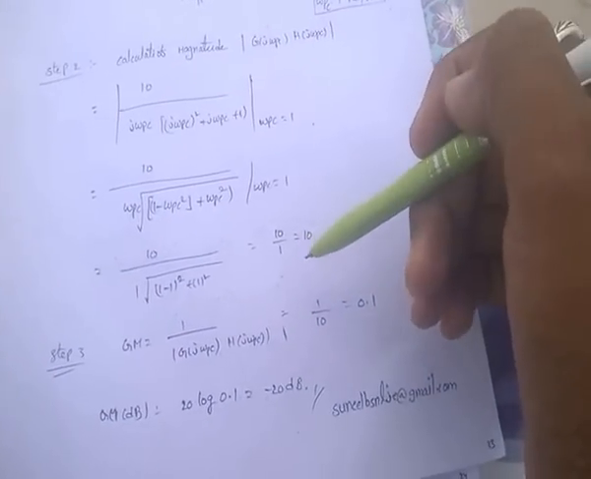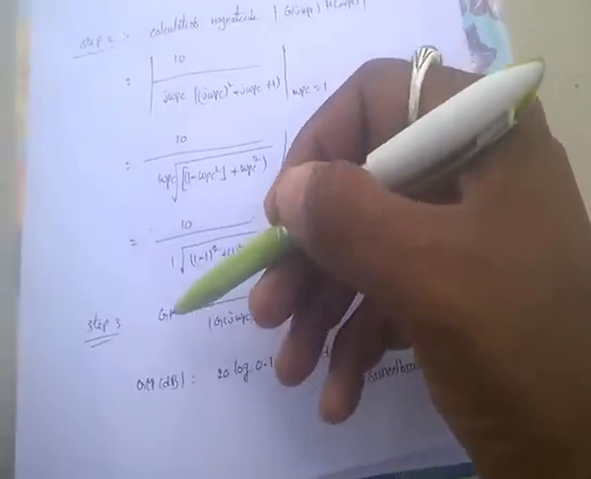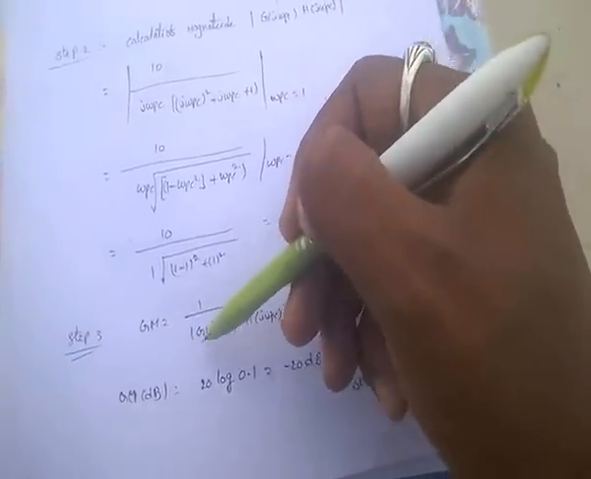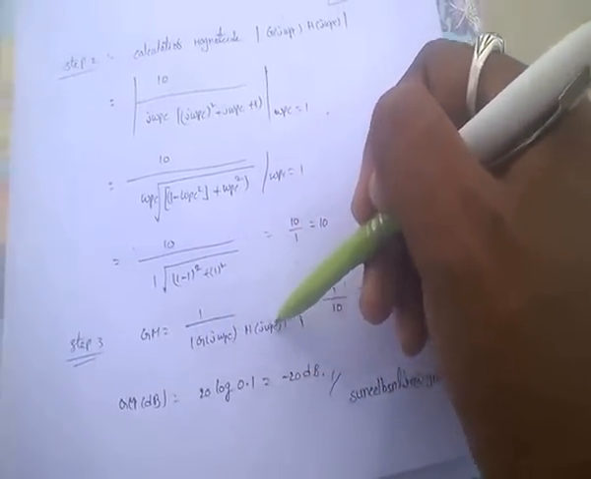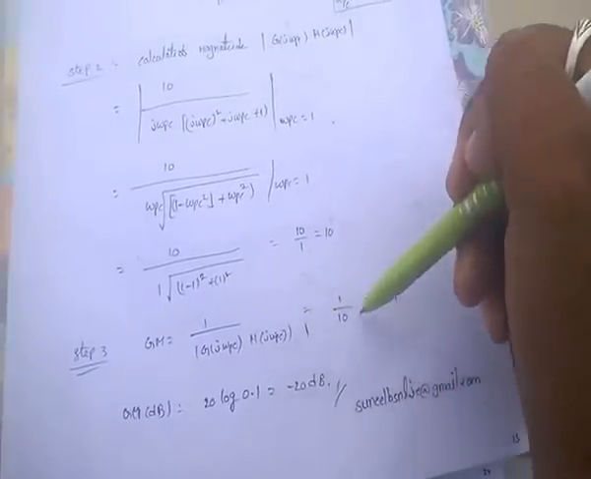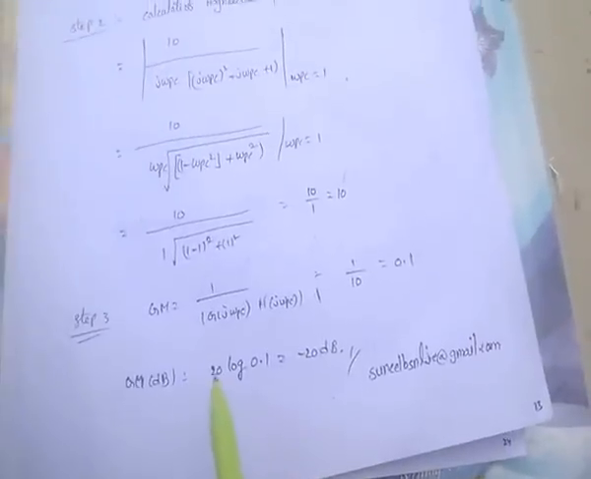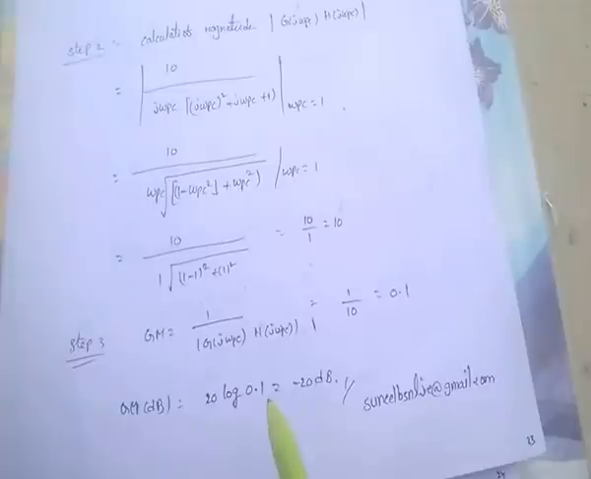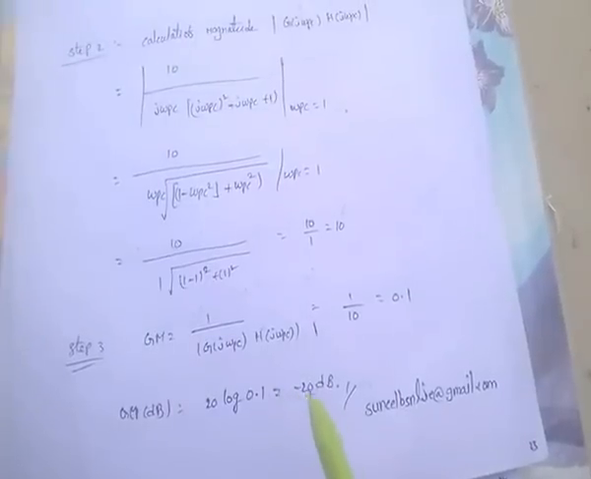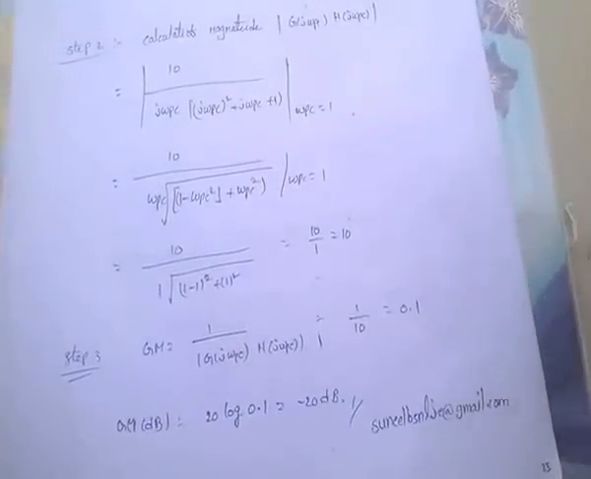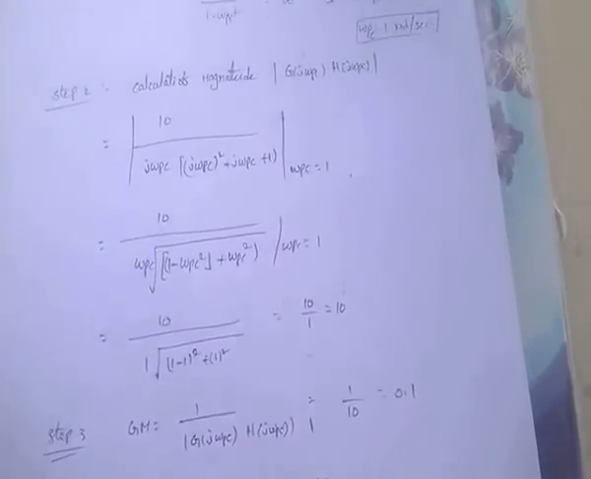We got magnitude of G of j omega PC H of j omega PC equal to 10. Next, last step, step 3: gain margin equal to 1 by magnitude of G of j omega PC H of j omega PC, that equal to 1 by 10, that equal to 0.1. In case of dBs, gain margin in dBs equal to 20 log 0.1. 20 log 0.1 equal nothing but minus 20 dB. In this way we can find out gain margin.